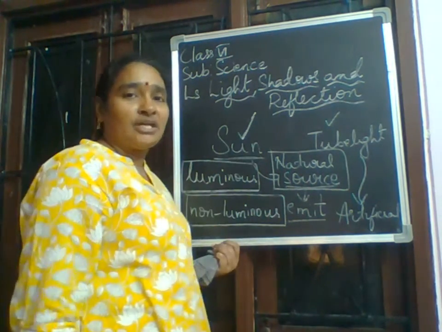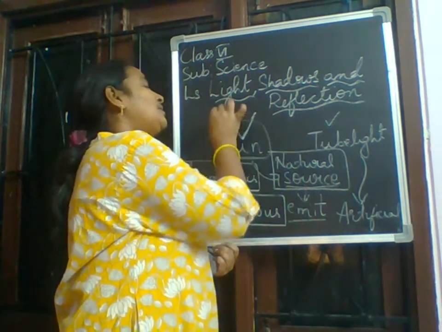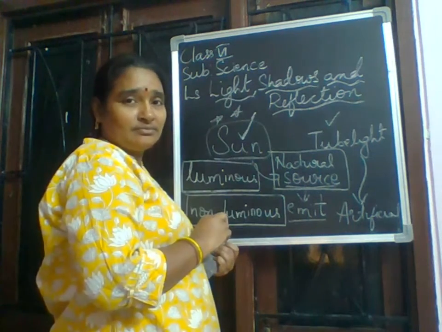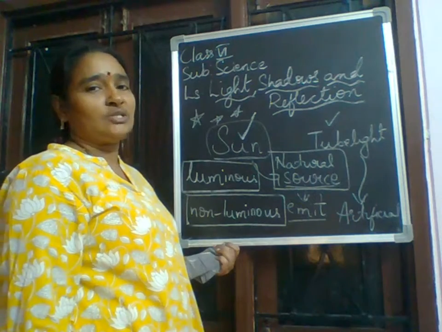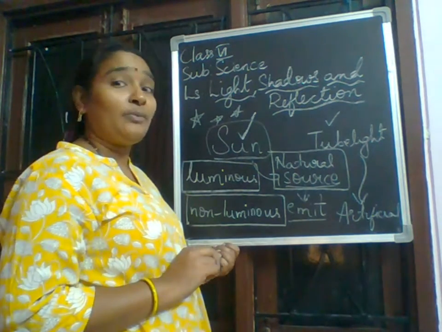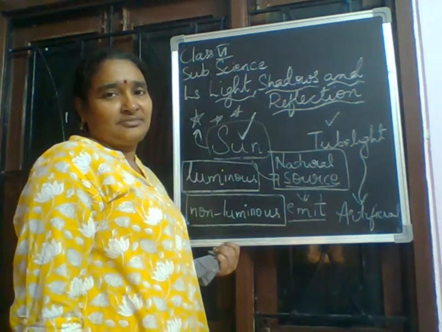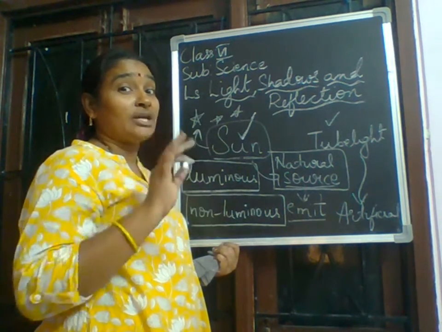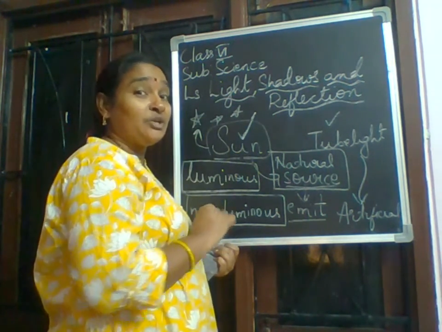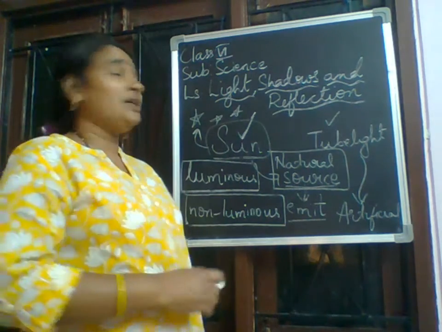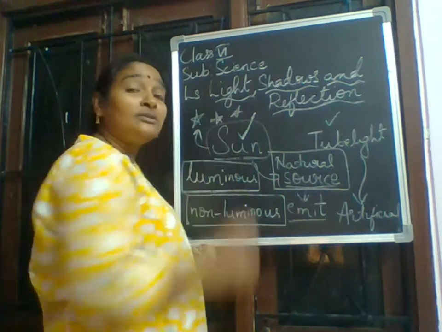When you look at the sky in the night time, along with the sun you see many stars. Stars are also natural sources of light. But here I want to add a point: the sun is also a star. You already studied this in your lower classes, in class 4. But you may ask, ma'am, in the daytime we can see only the sun.